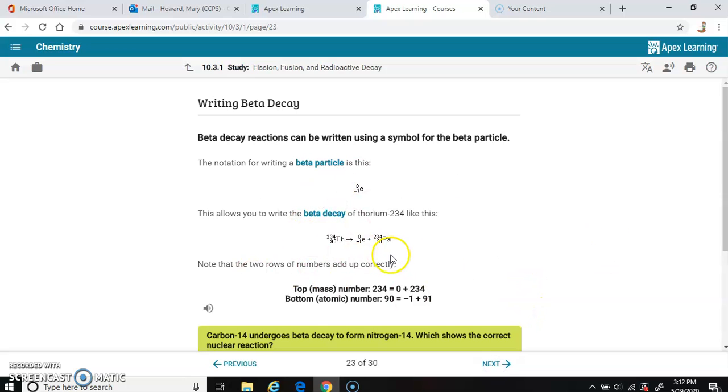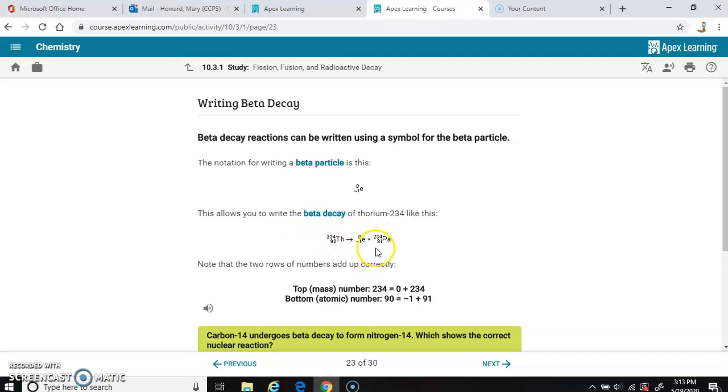We're still going to write them similarly, but instead of writing helium right here with the 4 and the 2, we're going to have an electron, E, because that's the only thing that comes out, and it's 0. There's no mass difference. And a negative 1 because electrons are negative 1 charge, so it's going to add a proton. So 91 minus 1 is 90.